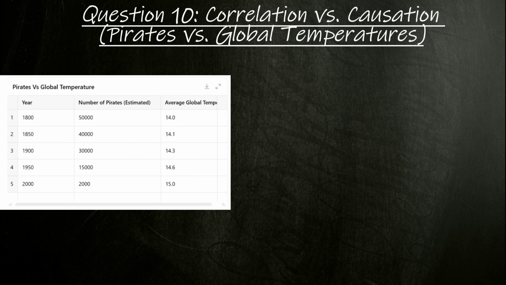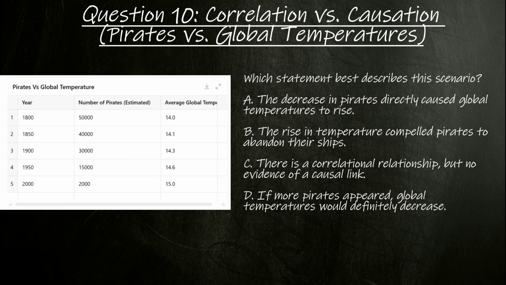Now that we understand the table, let's revert to the question: which statement best describes this scenario? Remember, correlation isn't necessarily causation. In question 10, the quirky example of pirates and temperatures tests understanding correlation. Pause to consider. Do fewer pirates cause global warming? Choosing C shows you're thinking critically. There's correlation, but no proof of causation, despite the humorous implication.